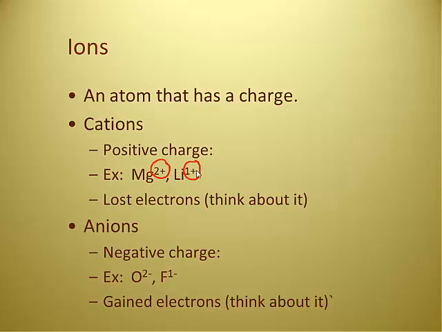You see it says 2 positive and 1 positive? This means that magnesium here has actually lost electrons. And you have to kind of think about that. There are 2 things to think about.